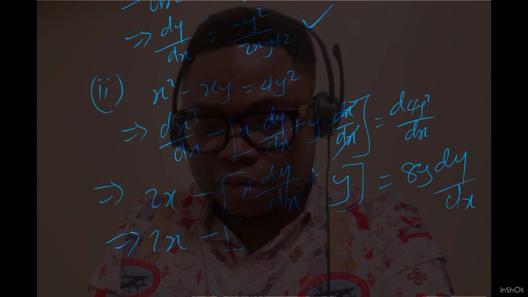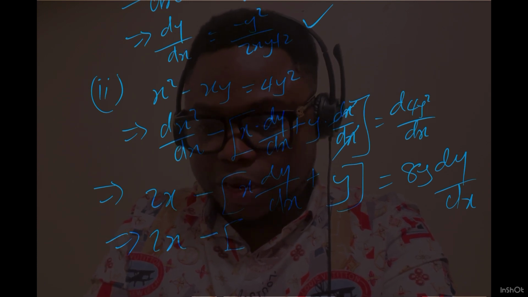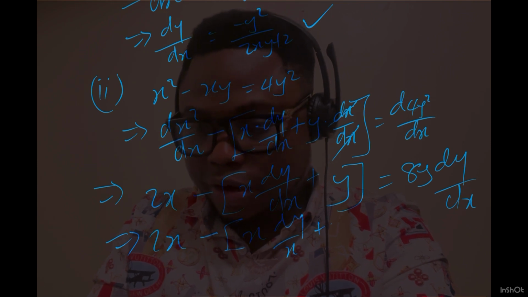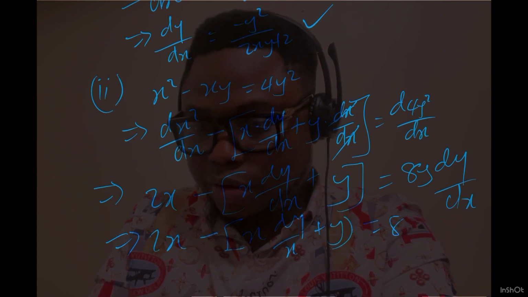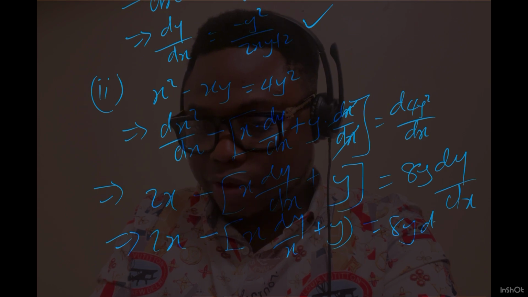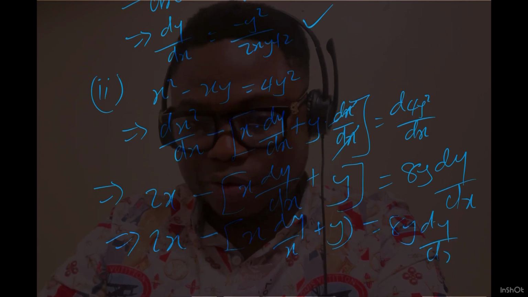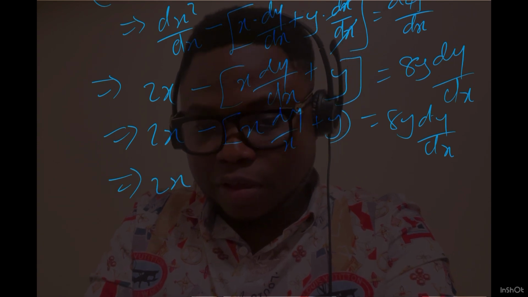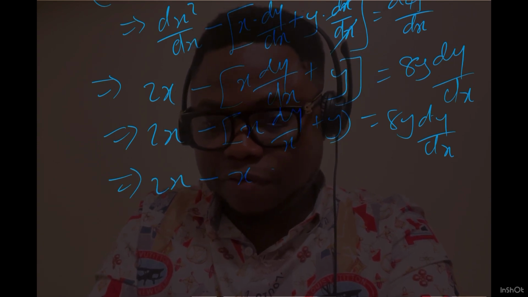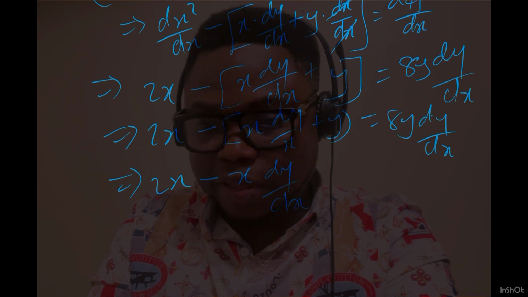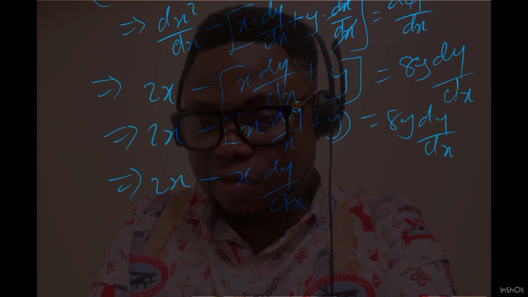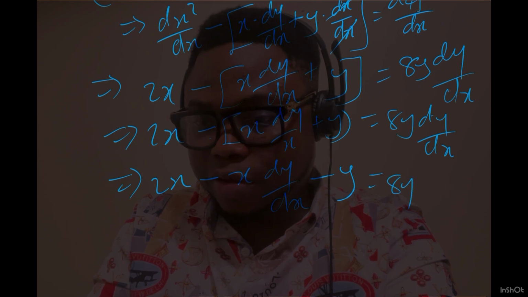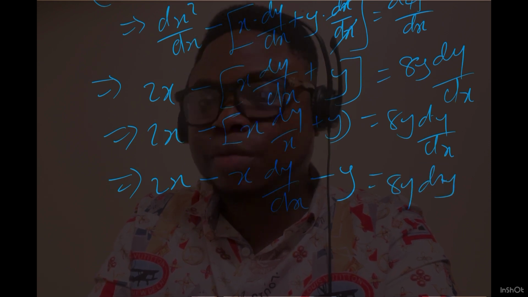So in this case, I'm supposed to clear the bracket, okay? So I'll write this, and it's y dy over dx. So I'm going to clear brackets, and I'll have x dy over dx. The minus times plus is going to give me minus. Then y is equal to 8y dy over dx.